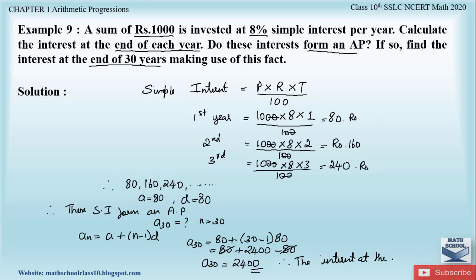Therefore we can say that the interest at the end of 30 years will be 2400 rupees.